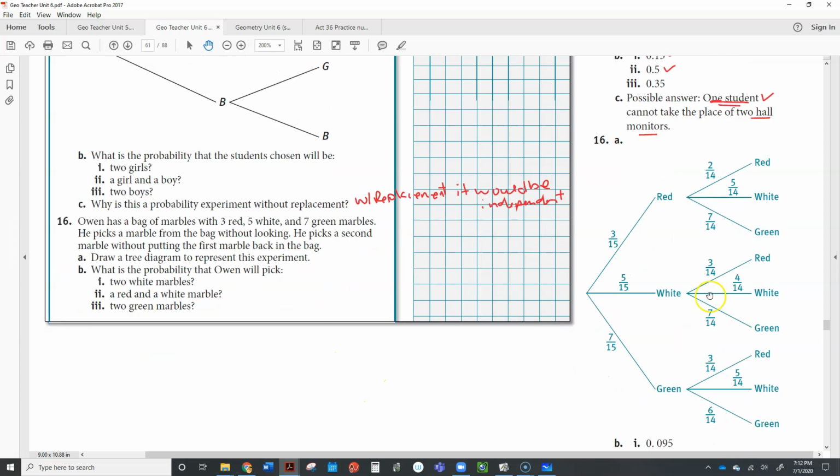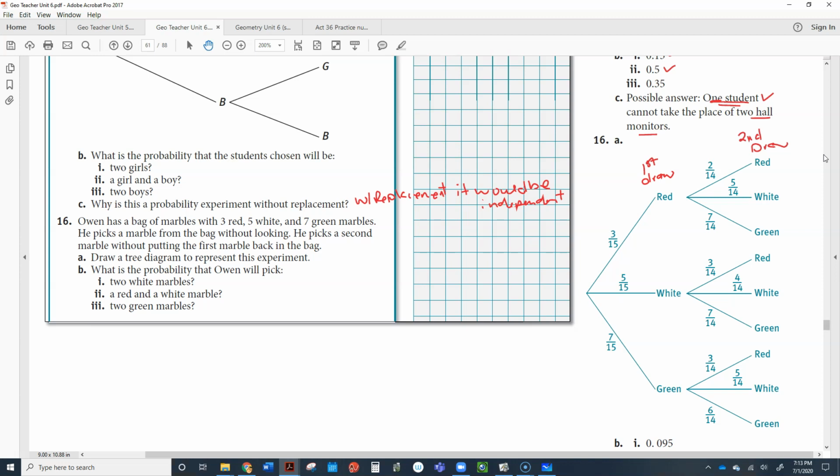They want a tree diagram. So we have red, white, and green, and then after we draw this first one, if the first one was red, the second one could be red, white, or green. The first one could be white. That means the second one could be red, white, or green. The first one could have been green, but the second one could have been red, white, or green. So here's your tree. This is the first draw. This is the second draw. Okay, so the first time we pulled out a marble, this is the second marble. So first marble, second marble.